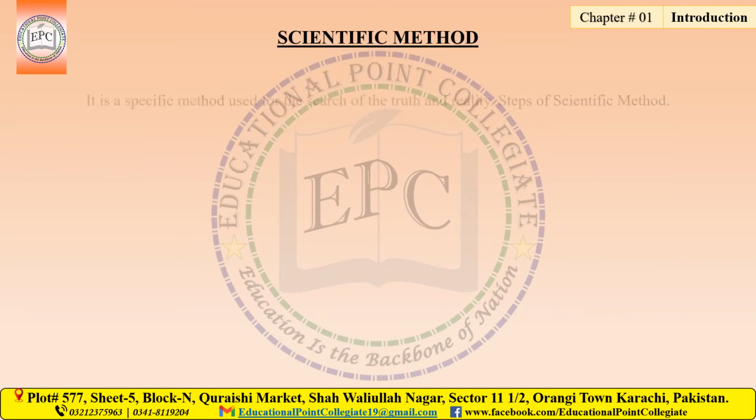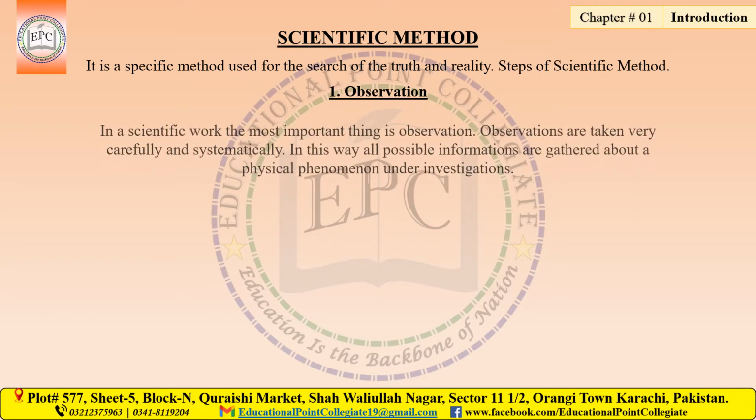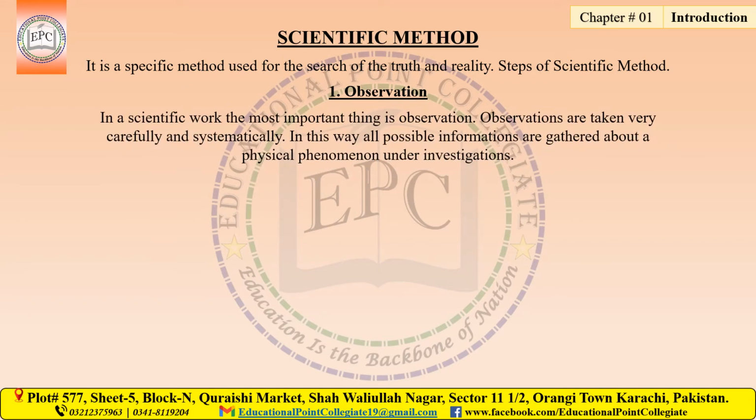Scientific method. It is a specific method used for the search of the truth in reality. Steps of scientific method. 1. Observation. In a scientific work, the most important thing is observation. Observations are taken very carefully and systematically. In this way, all possible information is gathered about a physical phenomenon under investigation.